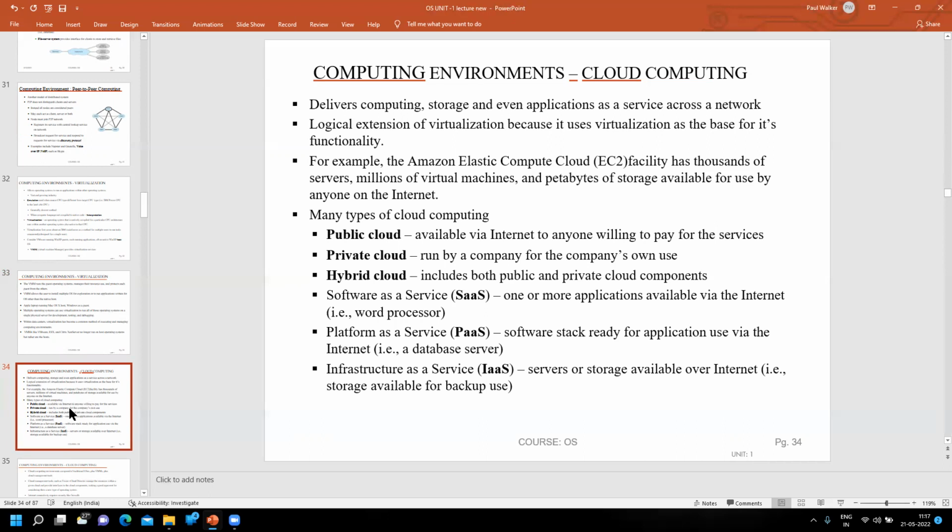So next, the technology which we are using is software as a service, that is SaaS. One or more applications we can use via the internet, such as a word processor. Next one is platform as a service. We can use it via the database server. Next one is infrastructure as a service. We can use it over the internet for backup usage.